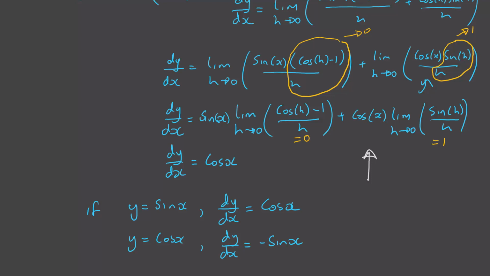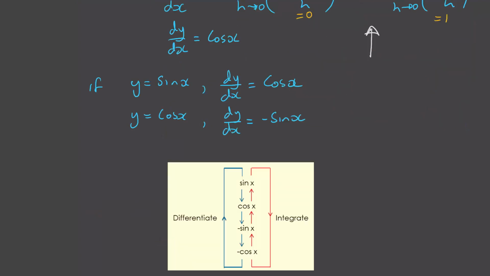And what that does is it gives us a cycle, which looks like this. And you can see sine x differentiates to cos x. Differentiate is the blue arrow. Cos x differentiates to negative sine x. And since sine x differentiates to cos x, it follows that negative sine x must go to negative cos x. And then negative cos x goes all the way back round here to sine x. So you end up with a cycle. And because we're coming on to integration next, and it's a reverse process, the same diagram can be used for integration.